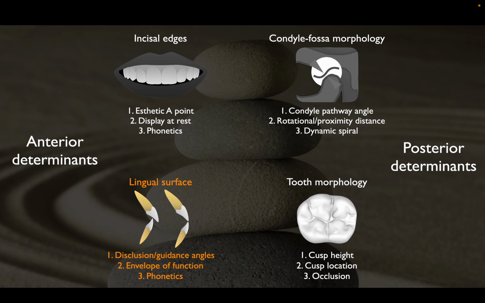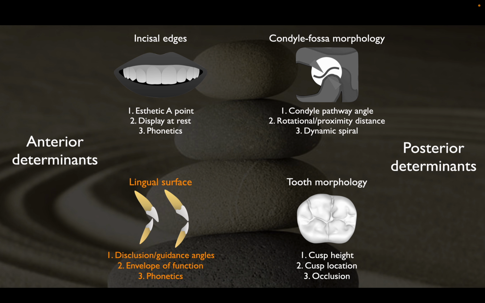Typically, occlusion is broken into two parts, the anterior determinants and the posterior determinants. Most of the time we hear about posterior determinants. So this is the condyle disc assembly in the fossa. This is the tooth morphology, how teeth come together and come apart. But really, just as equally important is our anterior determinants.